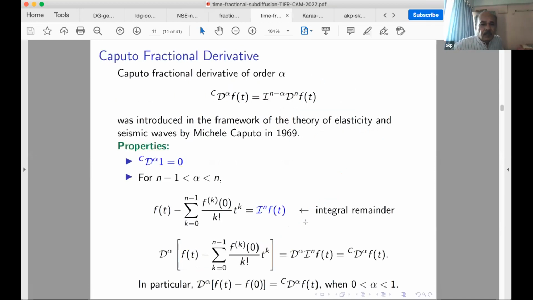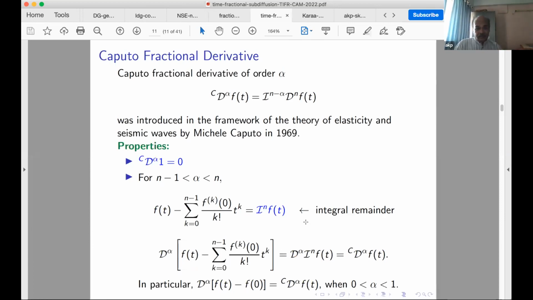Okay. But Michael Caputo was interested in the theory of elasticity and seismic waves or viscoelastic materials. So he was interested in a derivative like the standard derivative, which is going to act on a constant function and give you 0.